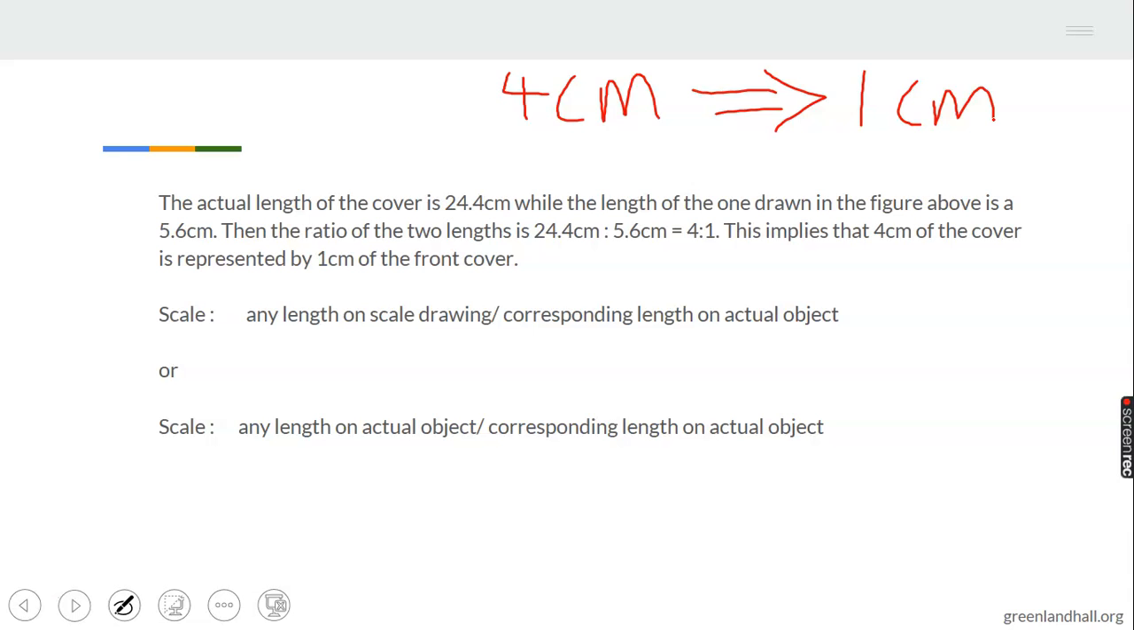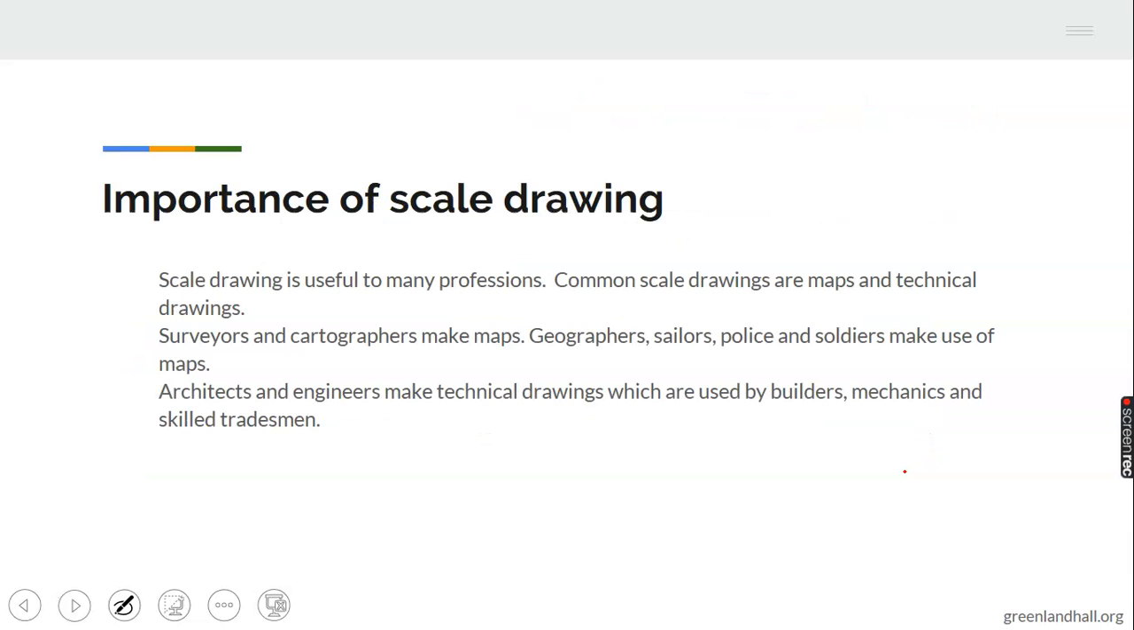So now we have this formula for scale. Whenever you are asked to choose any scale, this formula is very important. Any length on the scale drawing divided by the corresponding length on the actual object, that is the scale. Or any length on the actual object over the corresponding length on the scale drawing. So they are both the same thing.